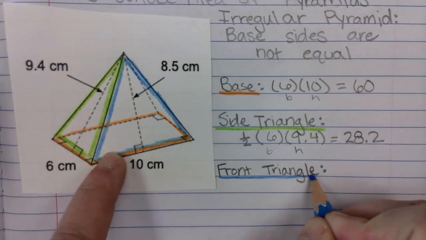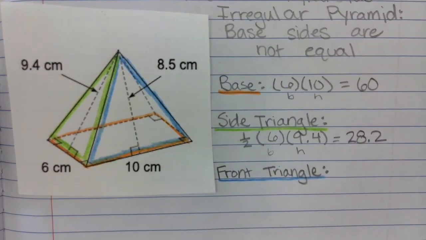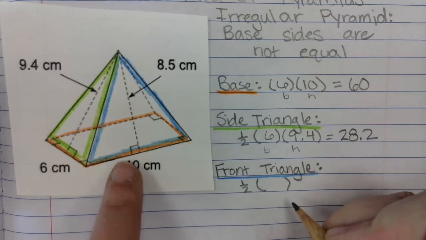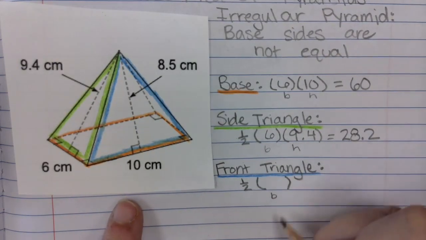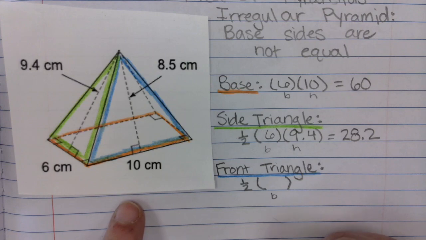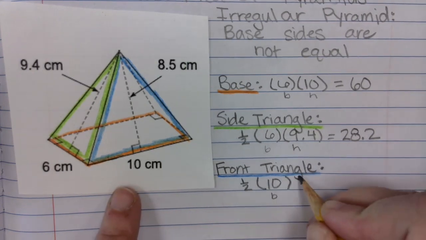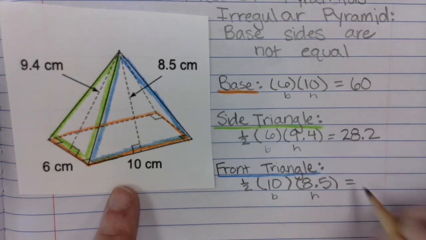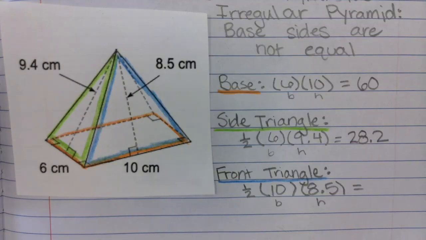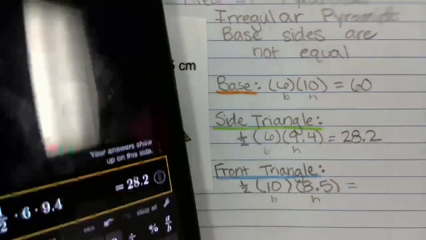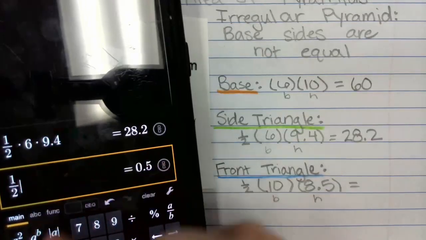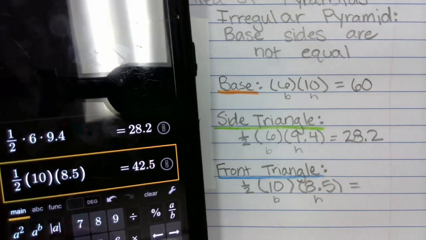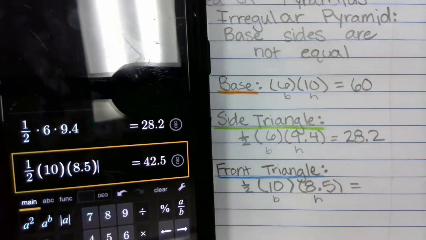Okay, and we're going to use the same formula for a triangle, 1/2 base times height. So 1/2 times, what's our base of our front triangle, that blue one? 10 times our height. What? 8.5, yep. Okay, throw that in our calculator. 1/2 times 10 times 8.5. And we get 42.5.